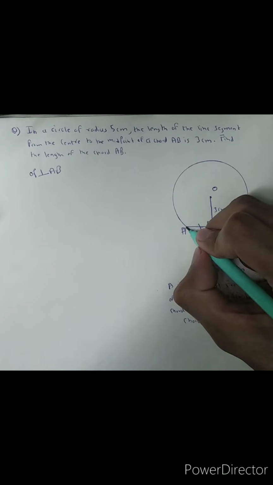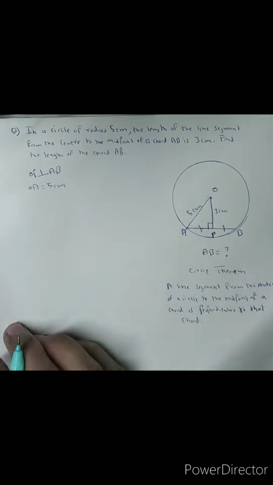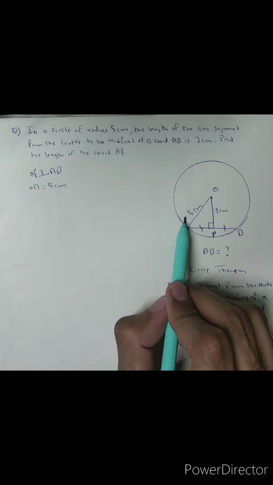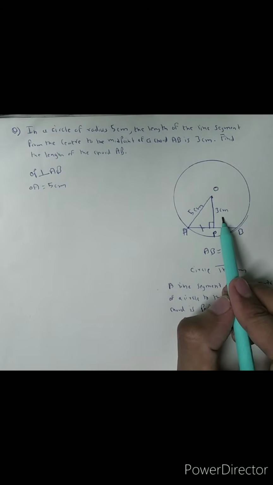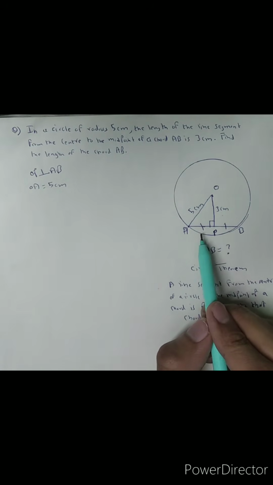We can connect center O with the point A with a line segment. This is the radius of the circle, and we are given the radius of the circle to be 5 centimeters. So we have a right angle triangle OPA in which the length of the hypotenuse is 5 centimeters and length of one of the two perpendicular sides is 3 centimeters. We can use the Pythagoras' theorem to find the length of the other perpendicular side AP.